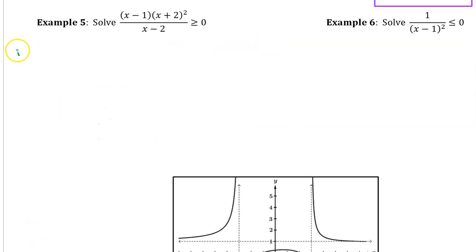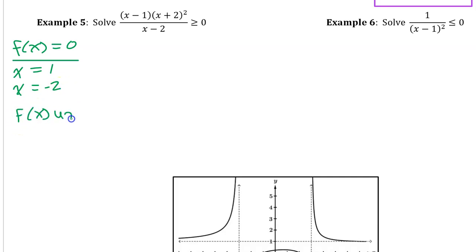Example 5. Where is f of x equal to 0? That'll be where the numerator is equal to 0. That's at x equals 1 and x equals negative 2. Where is f of x undefined? That's where the denominator is equal to 0, so that's going to be x equals 2.